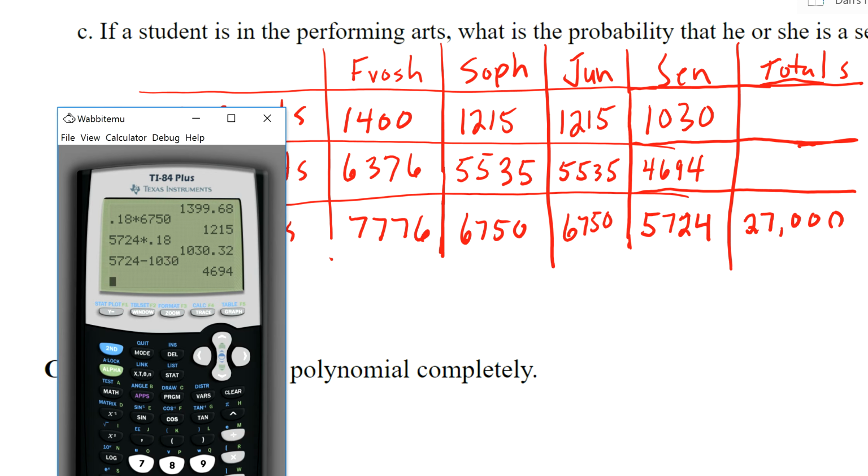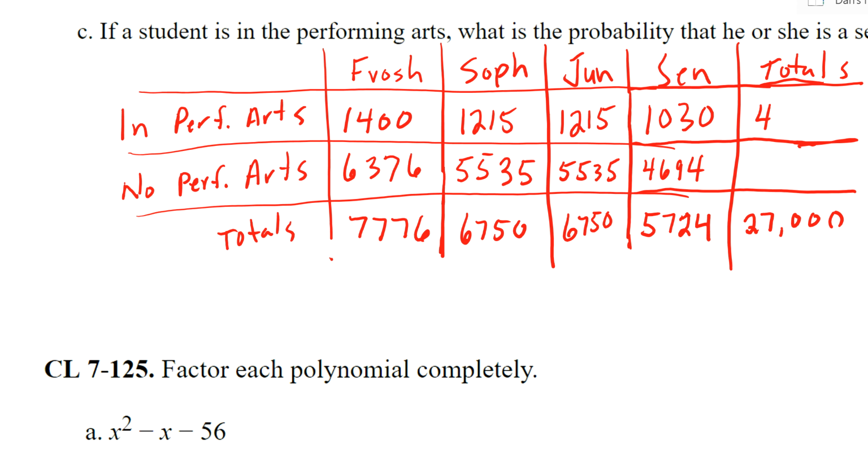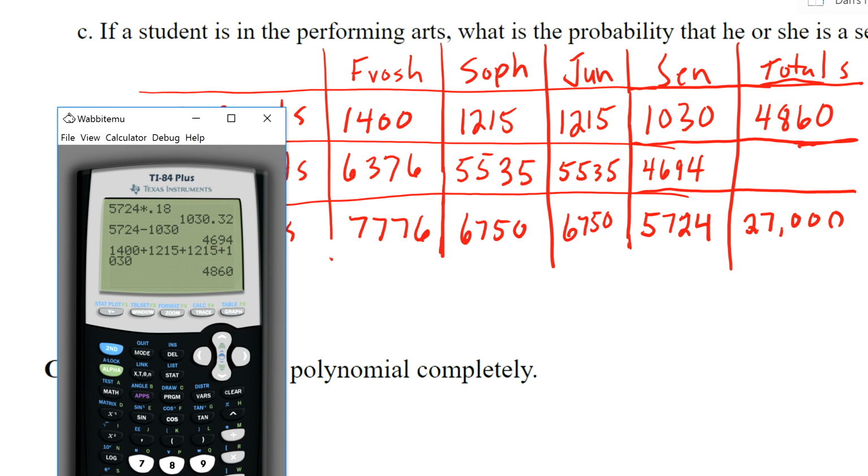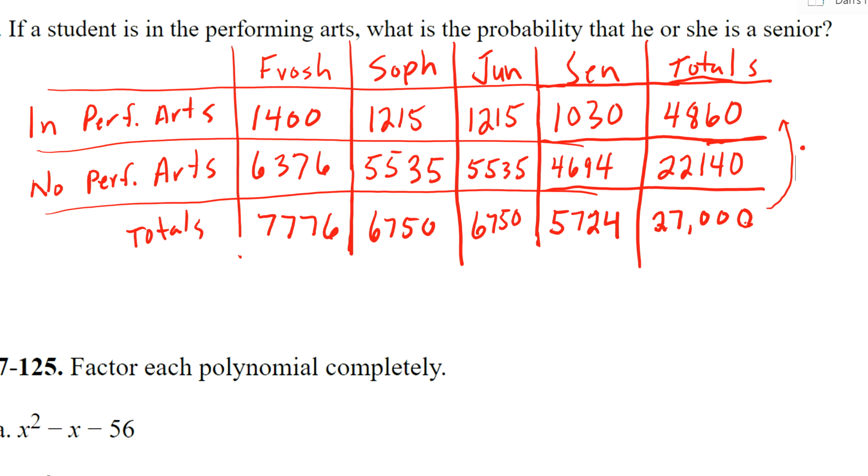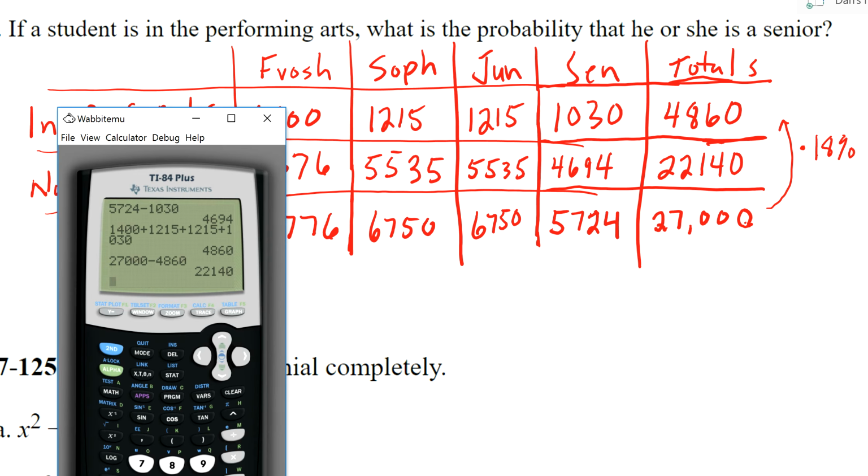Now total it up. 1400 plus 1215 plus 1215 plus 8,60, and then 27,000. There's a lot of ways. I could have just added up that other whole row. 22,140. Now, since the 18% was in each class, it should be that 18% of 27,000 gives you that. That should be 18%. Double check it. 27,000 times. Good.